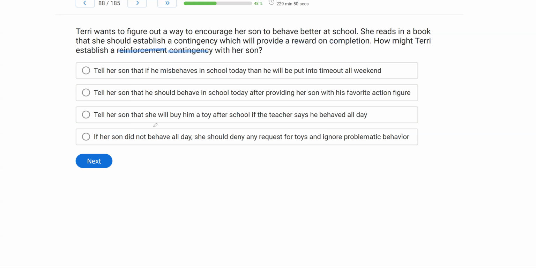And then D, if her son did not behave all day, she should deny any request for toys and ignore problematic behavior. Now, this isn't really establishing a reward contingency for her son. This looks almost like an extinction contingency, but we need a reward reinforcement contingency. So the best answer here is going to be C. Tell her son that she will buy him a toy after school if the teacher says he behaved all day.